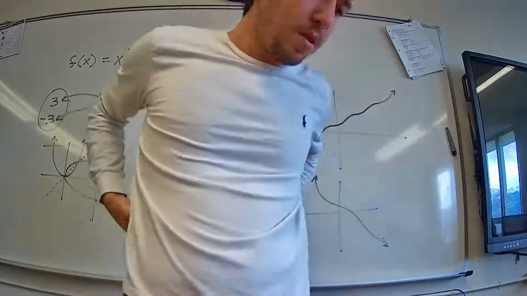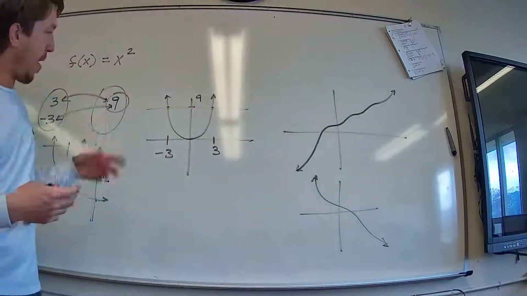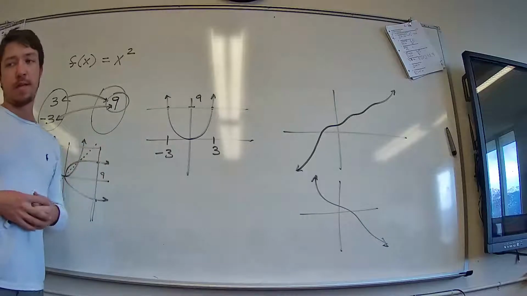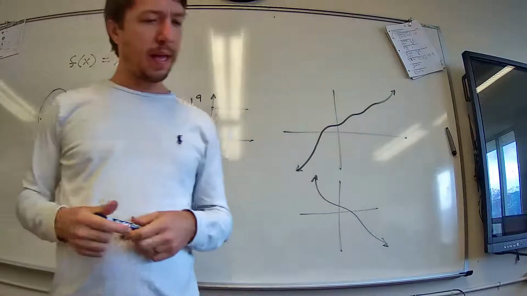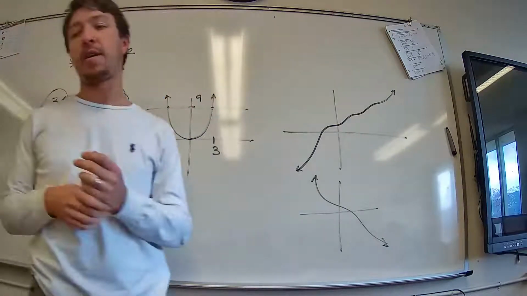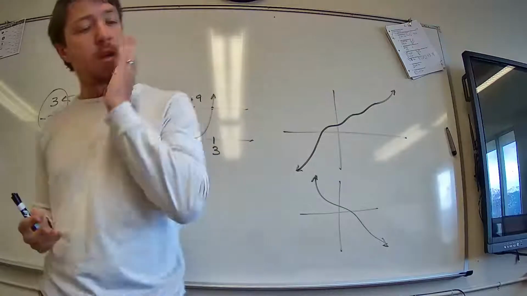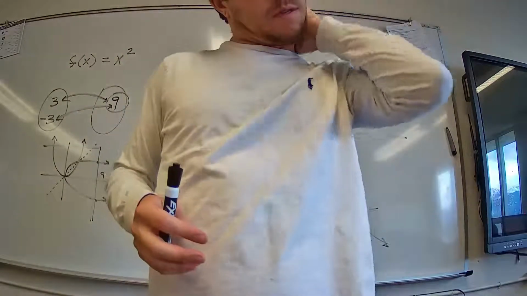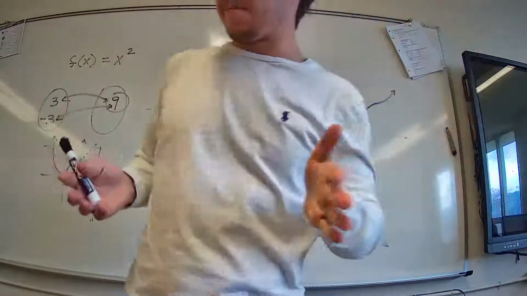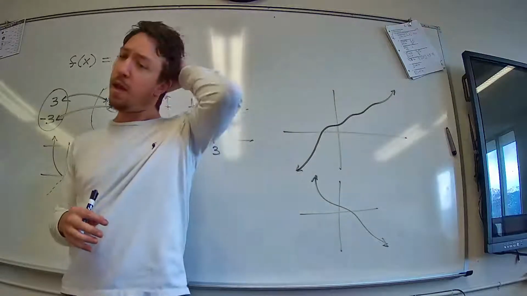Okay, so for 12, you're just going to draw 3 graphs that would fail a horizontal line test. And then for 13, you're going to draw 3 graphs that would pass a horizontal line test. 14 and 15 are very similar. They're just, this time you're being given a function.